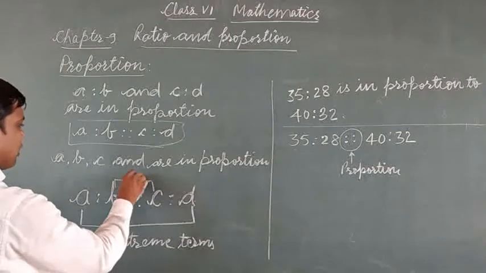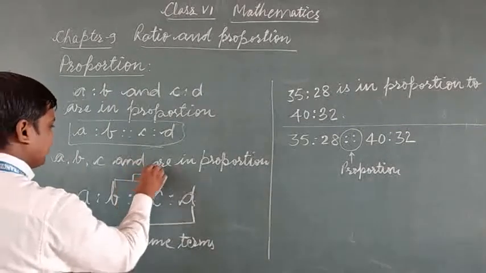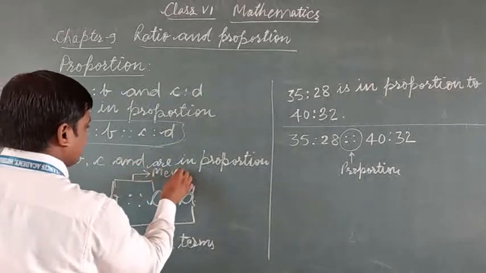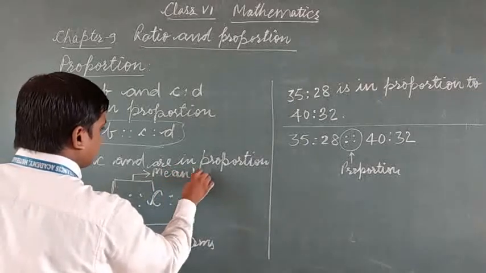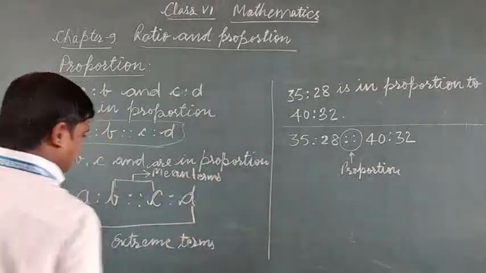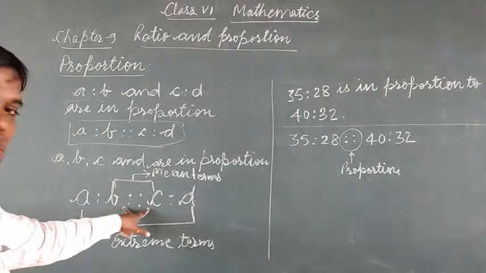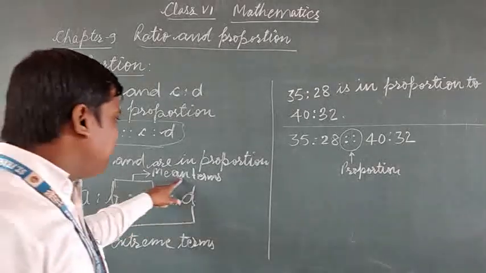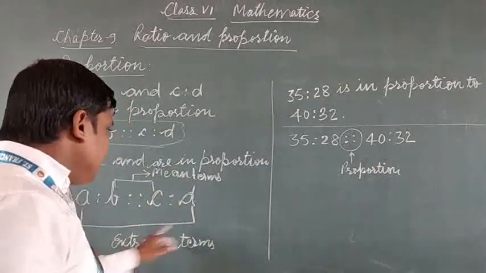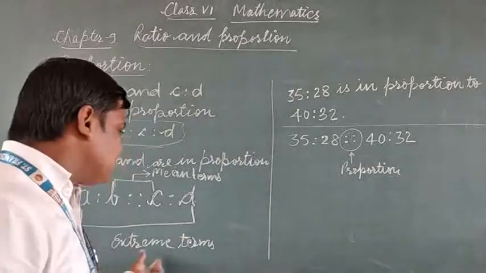And these two are called mean terms. Means the middle two terms B and C are called mean terms, and A and D, the outer side terms, are called extreme terms.